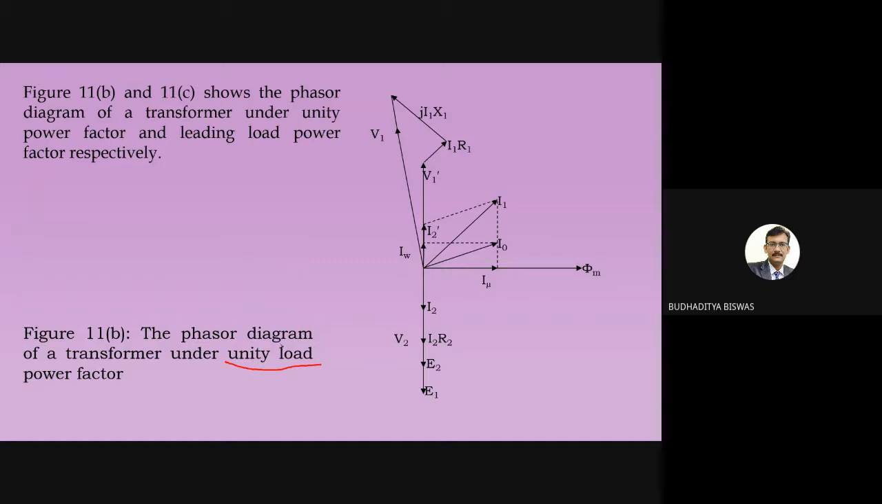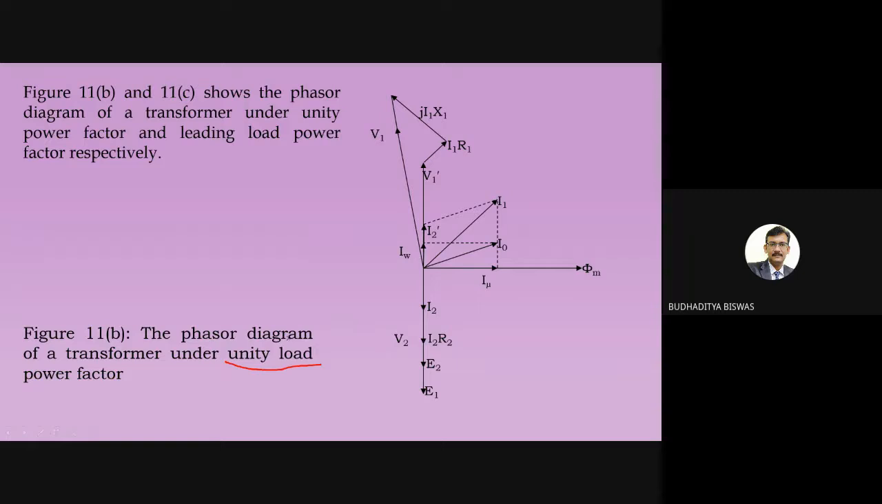Okay, because load means what? Transformer is used to supply the current, and supplying the current means we need to connect some load in the secondary side. Otherwise, if the secondary is open circuited, there will be no current flowing to the secondary terminal. So the purpose of the transformer installation is not fulfilled. So obviously we need to connect some loads, and loads are of different types. So this is a unity power factor load.